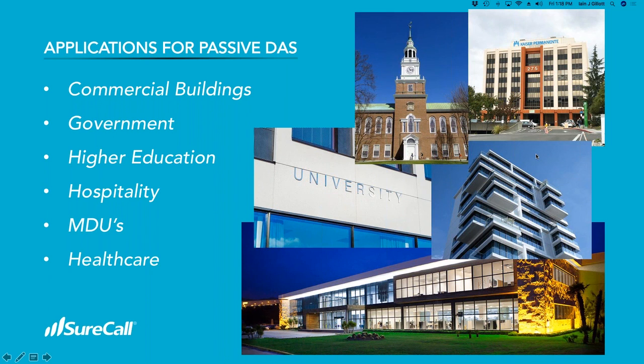I'll continue here. So obviously what he's showing here is that applications for passive DAS are pretty wide and varied, as I showed on that slide, between commercial buildings, government, higher education, etc. But again, just looking at the images here, you realize there's a big variation in the types of buildings, both in how they're constructed and also in the size, number of floors, etc.